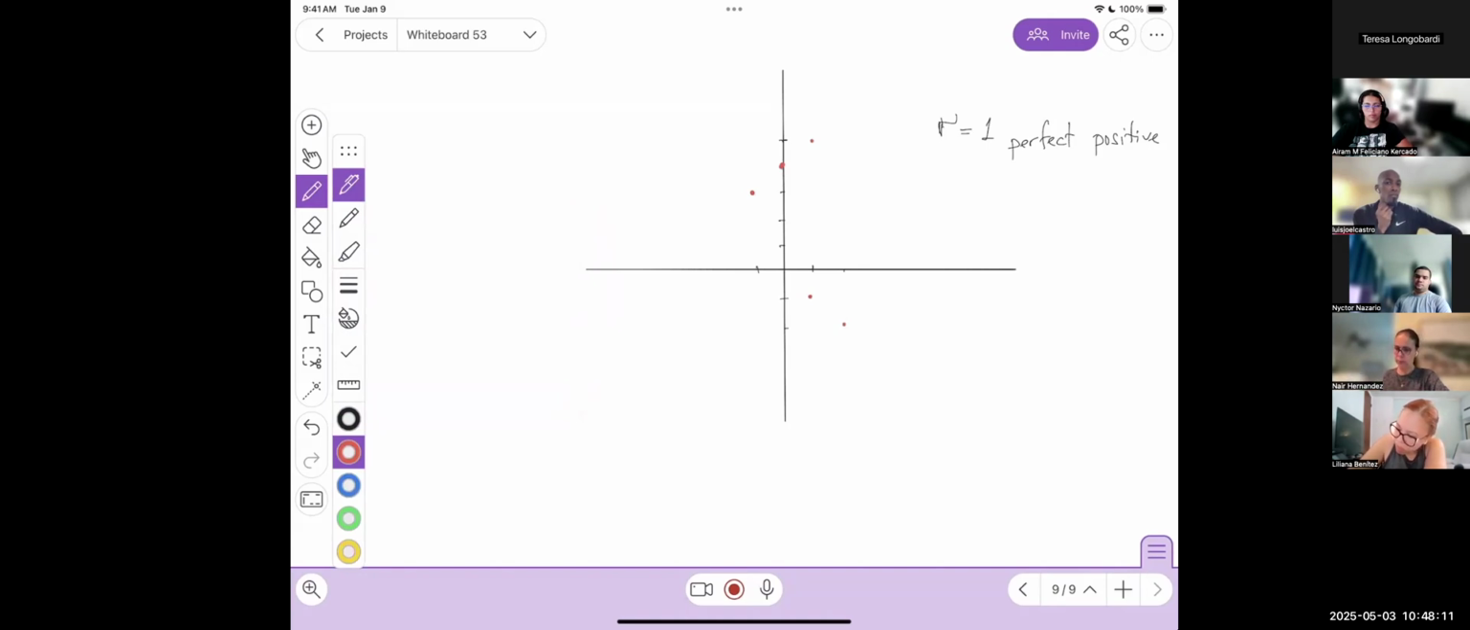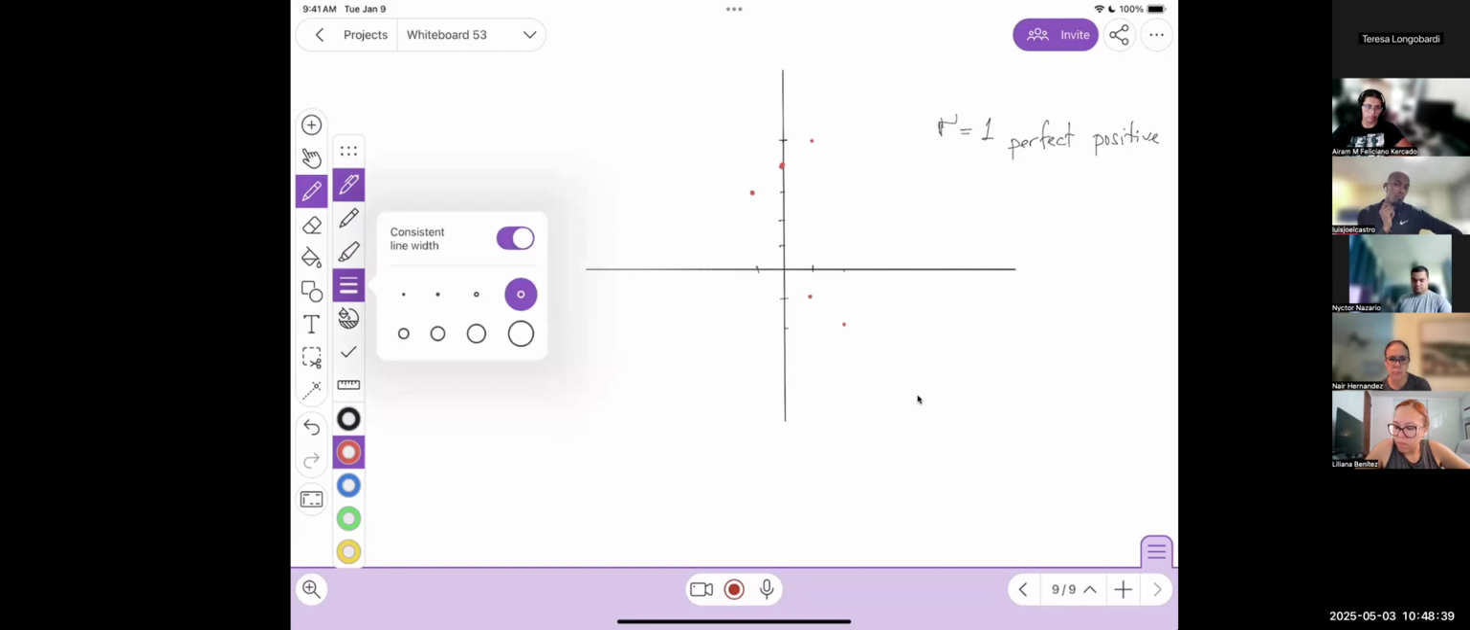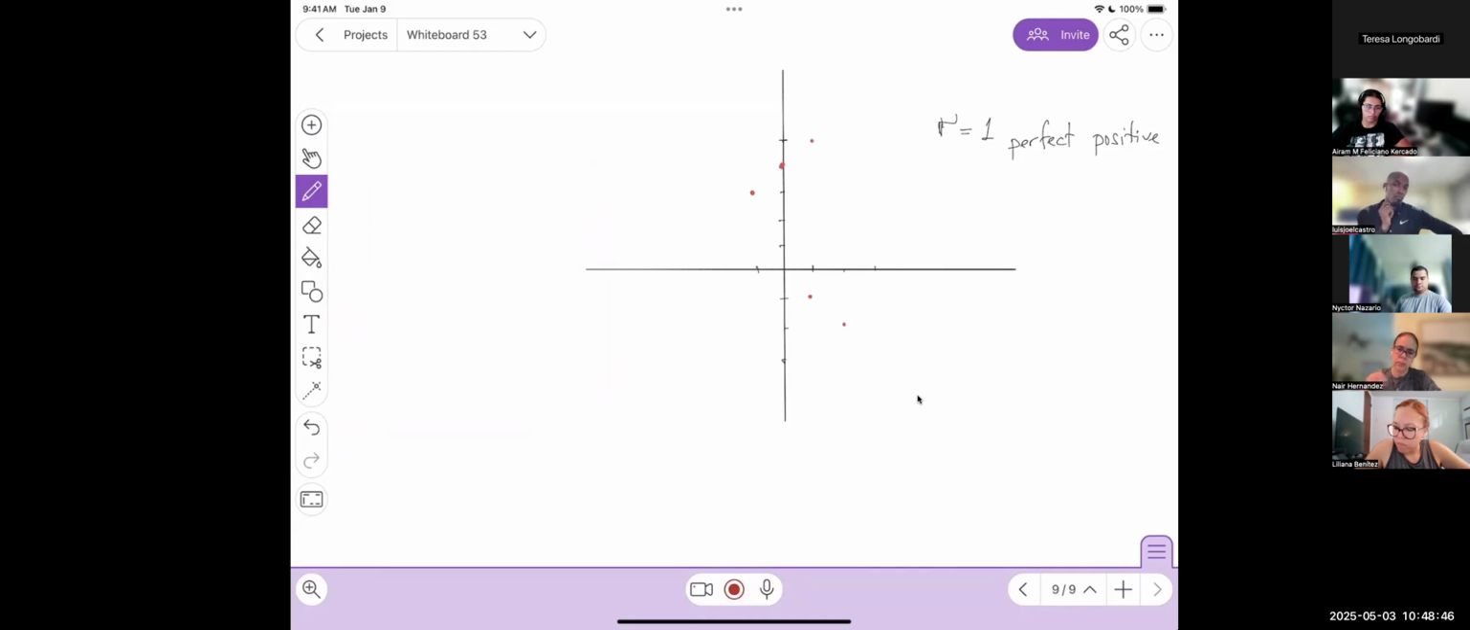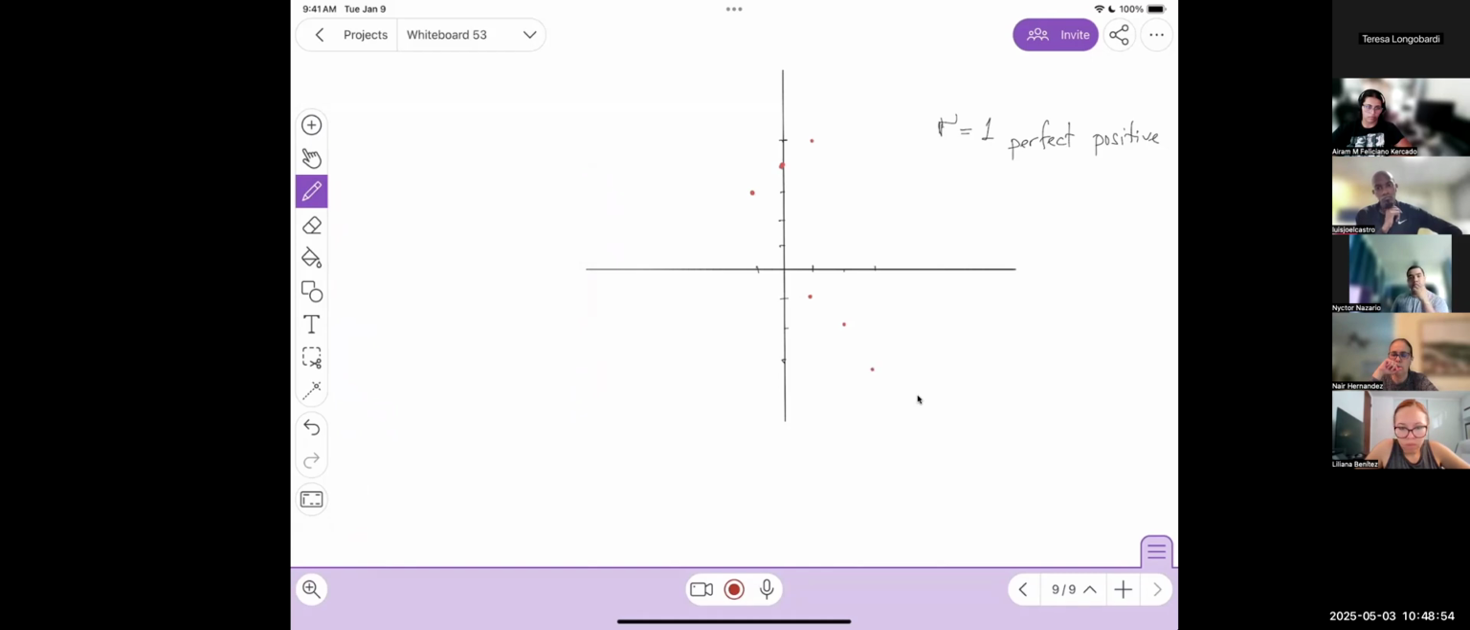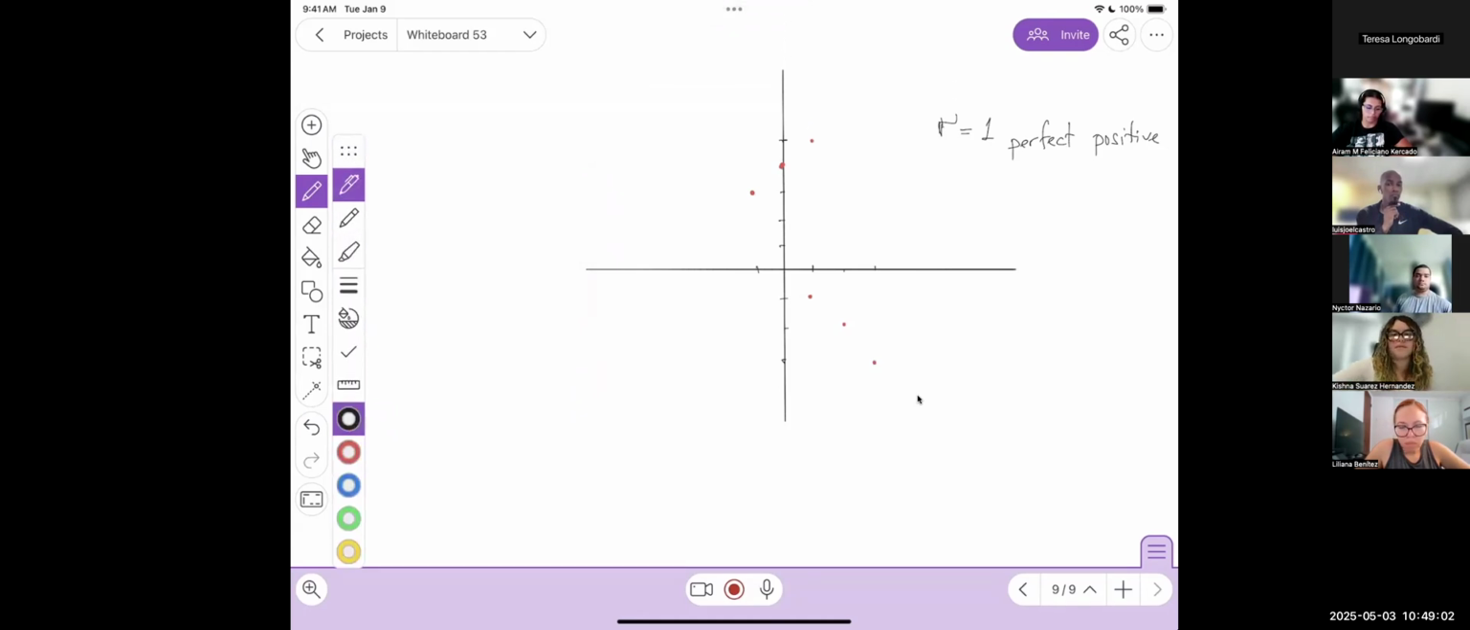X3, Y -3. Did I do something wrong? Because this is working out too. X3, Y -3. What's wrong with this one? Is this 1? Since the slope is negative, then R will also be negative, and it will be -1 instead of 1. Exactly. Okay. So here R is going to be perfect, but it's a negative relationship.